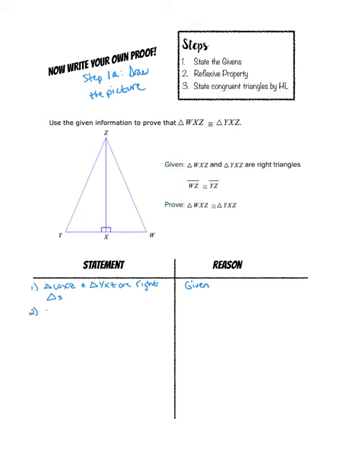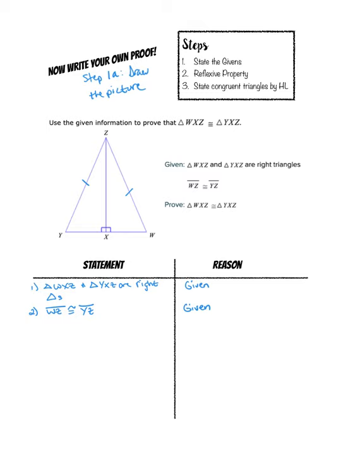Step 2. Statement 2. WZ is congruent to YZ. That's also given. Now I'm going to mark it. WZ is congruent to YZ. I have my 2 pieces of given information in there. Now if you look, YZ and WZ are the hypotenuses of the 2 triangles.